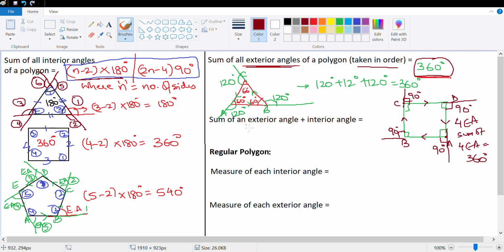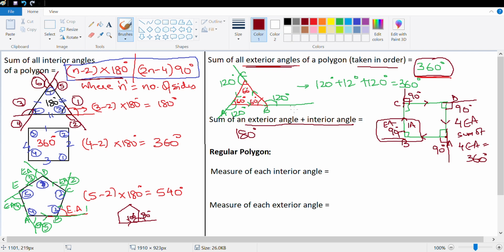Next, sum of an exterior angle and an interior angle. So let's look at any one pair. So this is an exterior angle and this is an interior angle. What is the sum of an exterior angle with this interior angle? Yes, it is always 180 degree because it forms a linear pair. In this example, let's look at the pentagon. So if this is a pentagon, let's say this is 100 degree, how much will this angle be? The exterior angle. Yes, it will be 80 degree because this is a linear pair. So sum of an exterior angle plus interior angle is always equal to 180 degree.